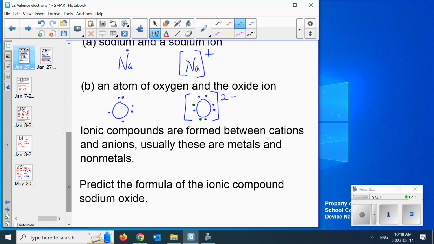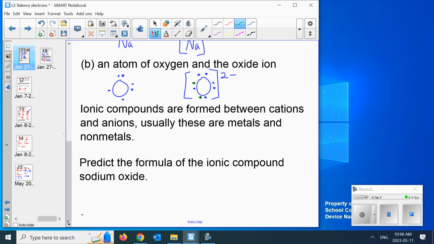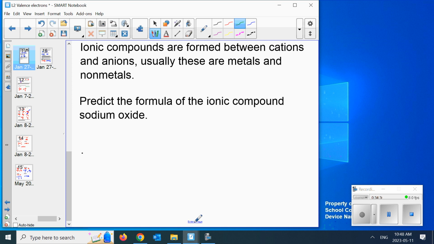Now, this explains our ionic compounds. Ionic compounds are formed between cations and anions, usually metals and nonmetals. Predict the formula of an ionic compound of sodium oxide. Now, we already know Na+ and O2-. We can do it this way. I hope you've known this since grade 10. Okay, crisscross applesauce, you have to have as many positives as negatives: Na2O, right?